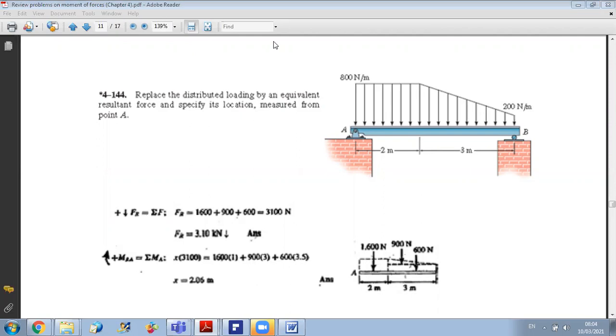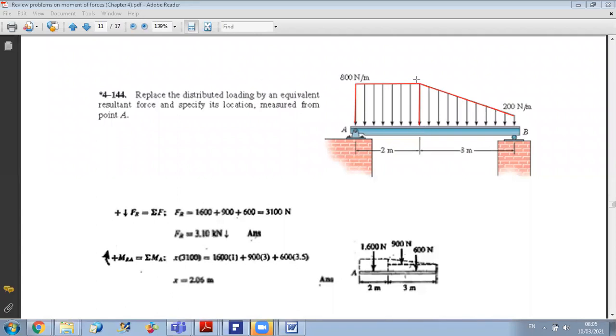So first, in a first step, you have a rectangular distributed load, and then you have a linear load. Okay. So we will divide it like this. First, we will take the rectangular part. For the rectangular part, as usual, the resultant force is equal to the area.